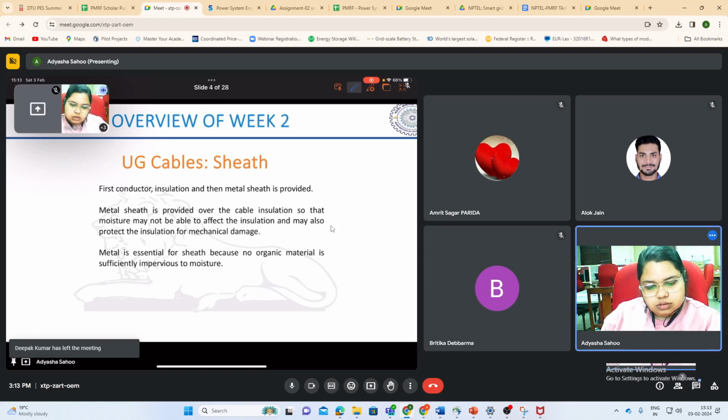So basically, we do not allow any moisture to seep into the cable structure or reach the conductor. Hence, over the cable insulation we have the metal sheath, and metal is used because any other organic material is not impervious to moisture. Any other organic material will let the moisture seep in, but metal will not.